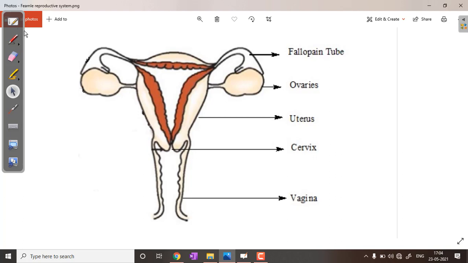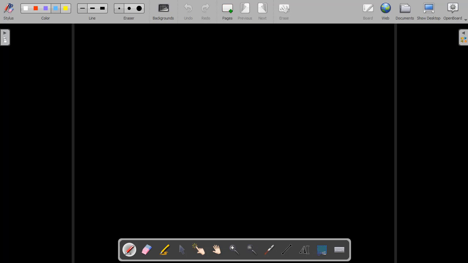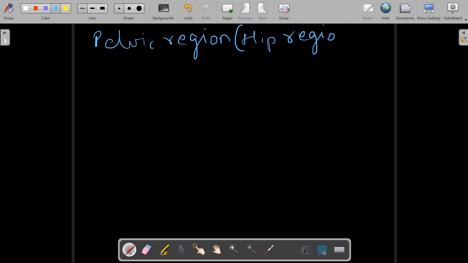Now let's talk about the structure and function of each and every part of this system. We first discuss the ovaries. Ovaries are balloon shaped structures attached to the uterus on both sides, and this female reproductive system is present in the pelvic region. As we discussed, the male reproductive system is also present in the pelvic region, in the same way the female reproductive system is also present in the pelvic region, that is your lower abdomen, or you can say hip region.